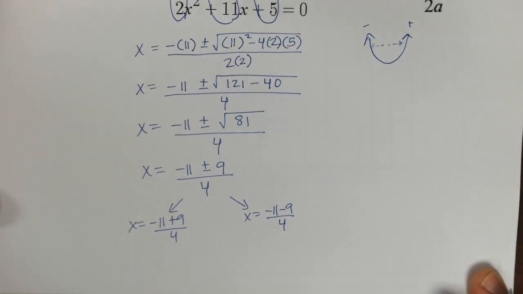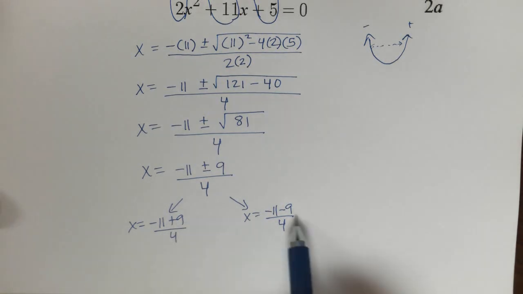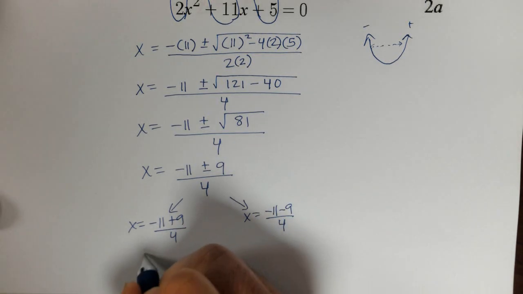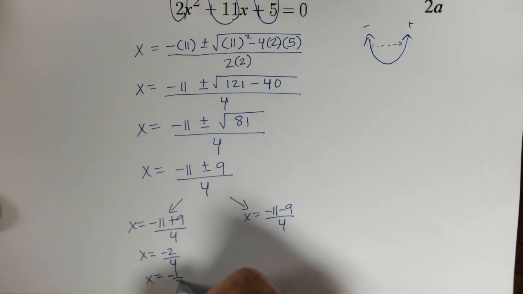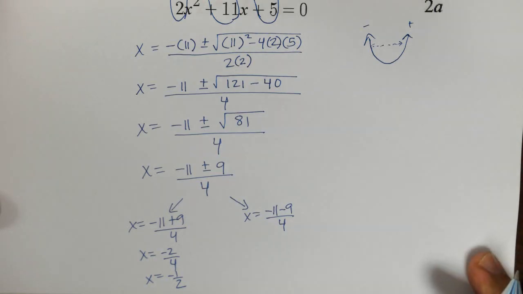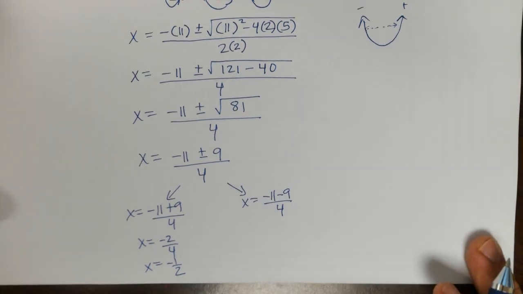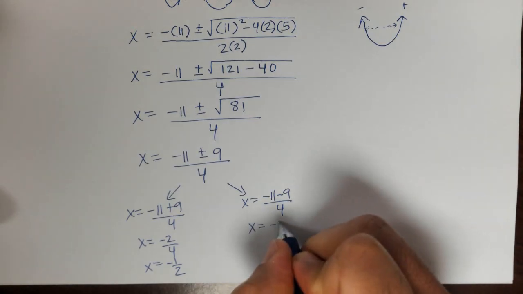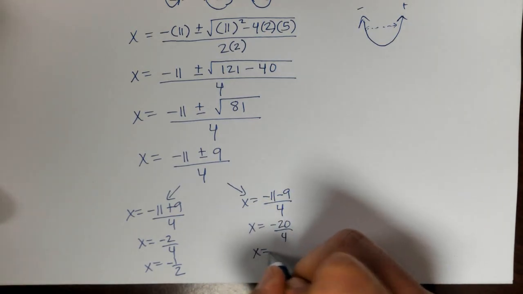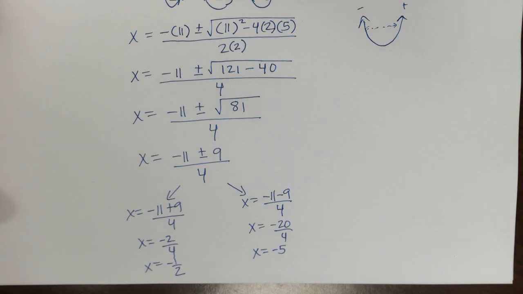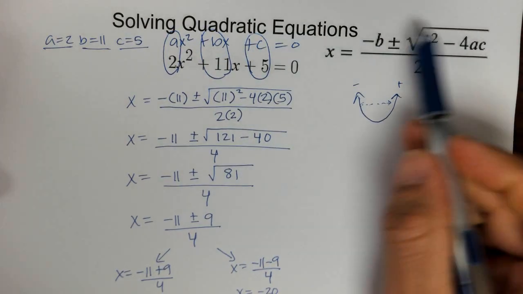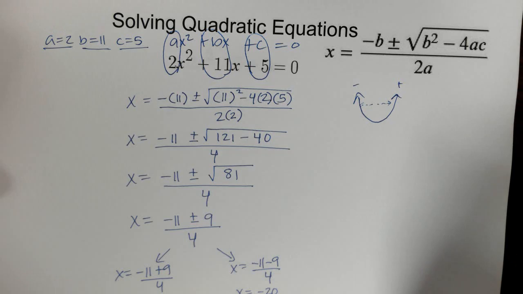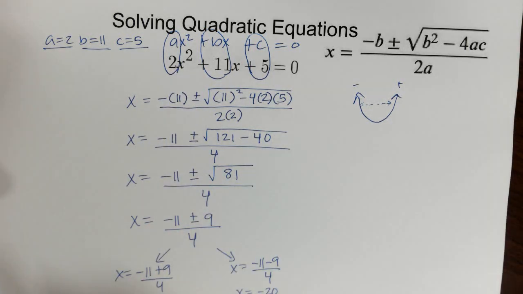And here I continue to simplify them, but I now know that I'm going to be doing addition and subtraction. Negative 11 plus 9 gives me negative 2 divided by 4, which simplifies to negative 1/2. And at the same time, over here on the right side, I have x equals negative 20 divided by 4, which gives me negative 5. Here I got my two solutions. I am able to use the quadratic formula for any kind of quadratic, as long as it's in standard form.